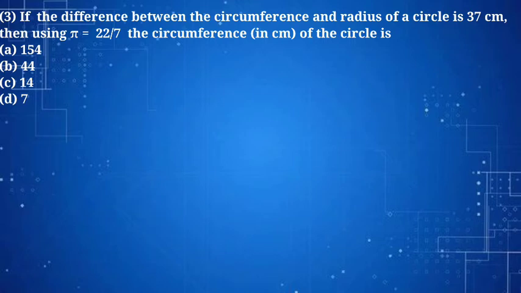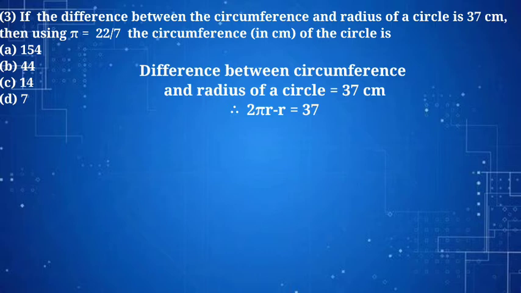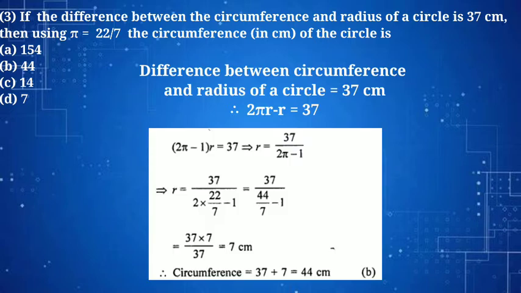Then question number 3. If the difference between the circumference and radius of a circle is 37 centimeter, then using pi equal to 22 by 7, the circumference of the circle is. The question is given that the difference between circumference and the radius of the circle is, we can write, 2 pi r minus r is equal to 37. Then here we have a common r, so taken outside. So this becomes 2 pi minus 1 into r is equal to 37. Then again r can be written as 37 divided by 2 pi minus 1.